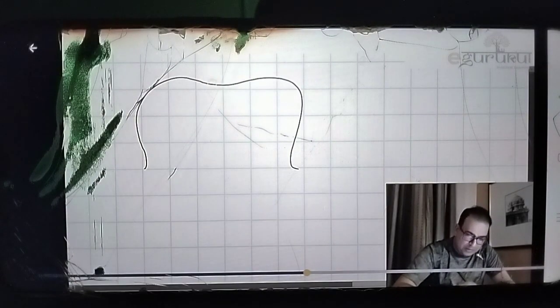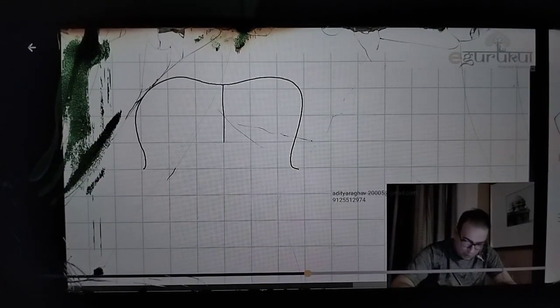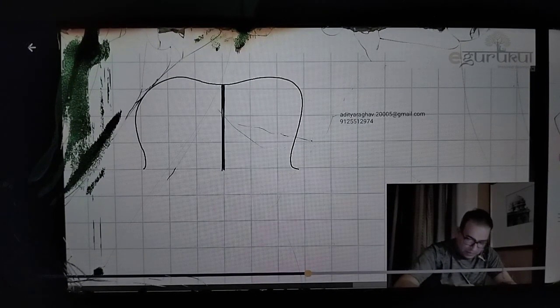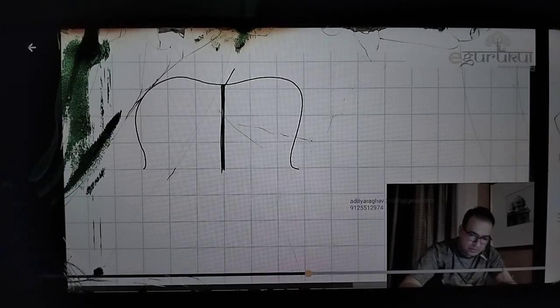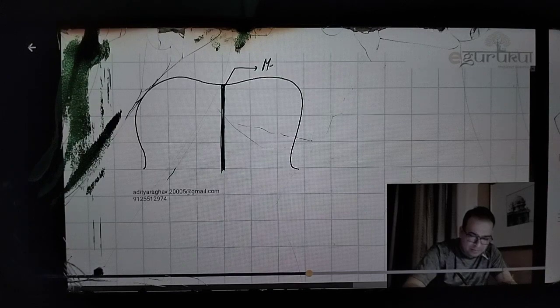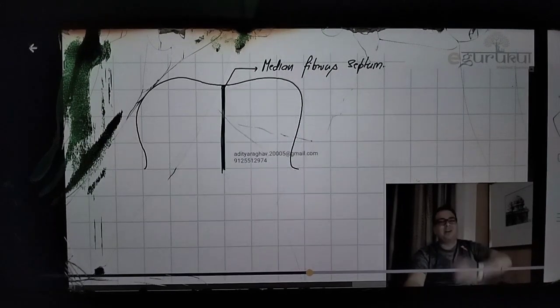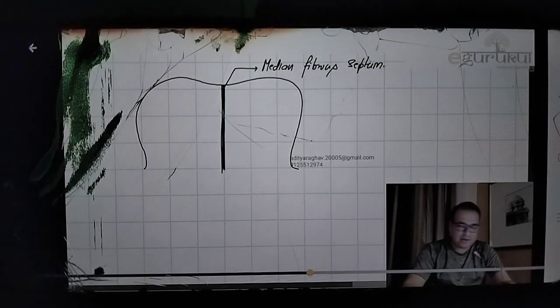This is a furrow, the furrow I was talking about, the depression that we have in the tongue, and from that furrow extending throughout the tongue is a fibrous septum. This fibrous septum separates the tongue into 2 completely separate halves. This is called the median fibrous septum. This here is the median fibrous septum, which is present throughout the tongue, and it is dividing the tongue into right and left halves.